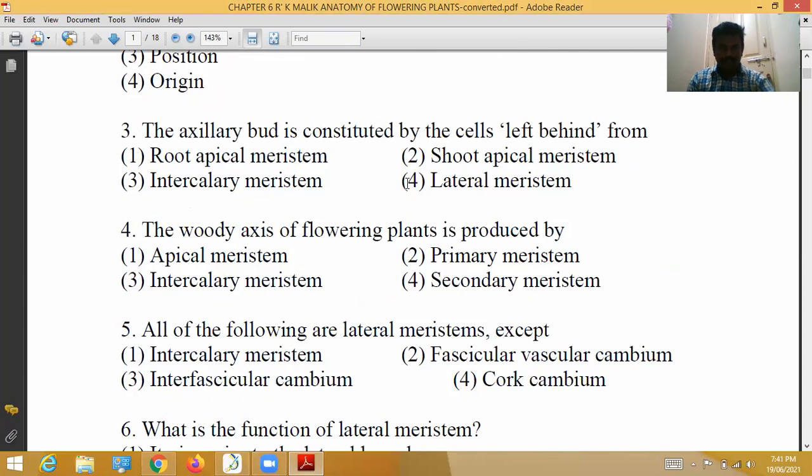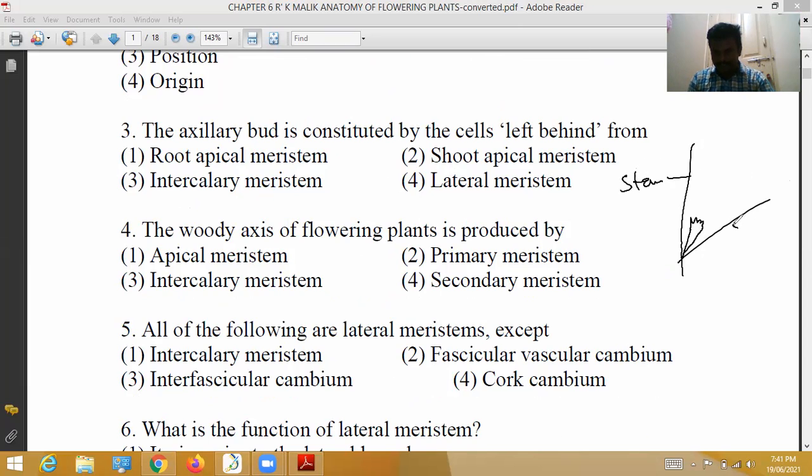Come to the third question. The axillary bud is constituted by the cells left behind from. See here, this is the stem, this is the branch. Here, the axillary bud is formed. This is called the axillary bud. The axillary bud is constituted by cells which are left behind from.